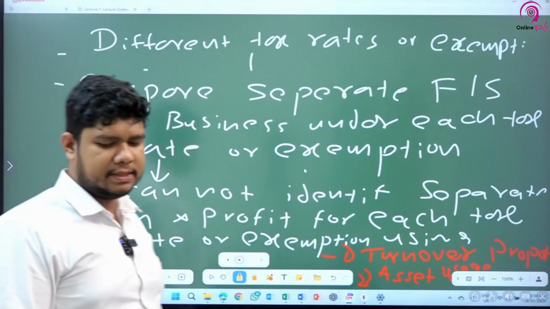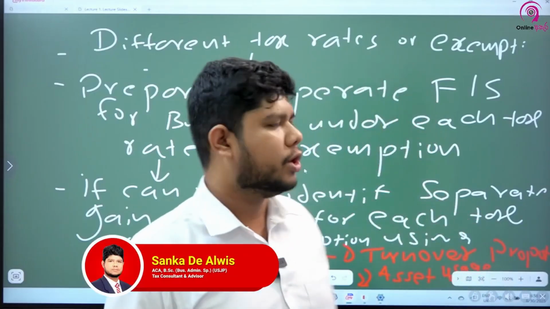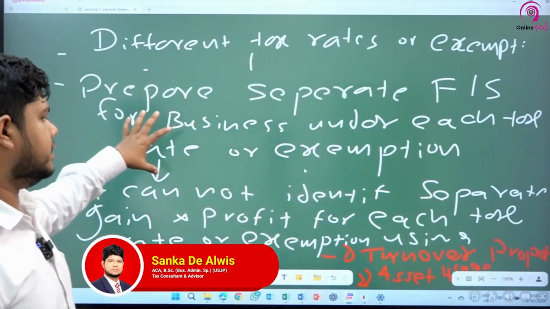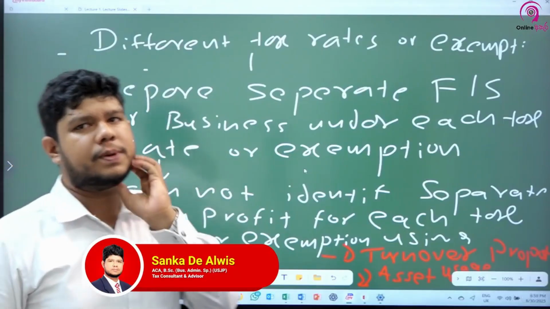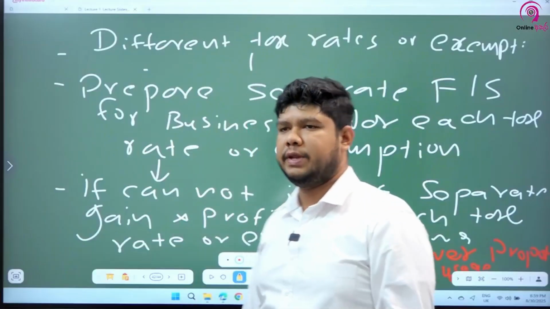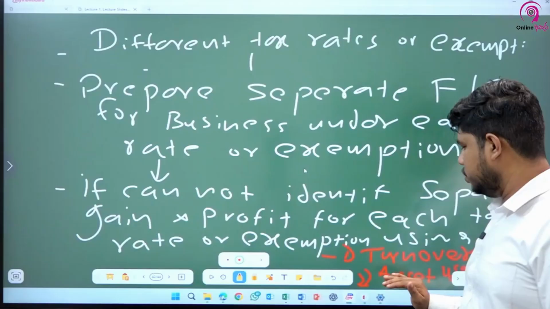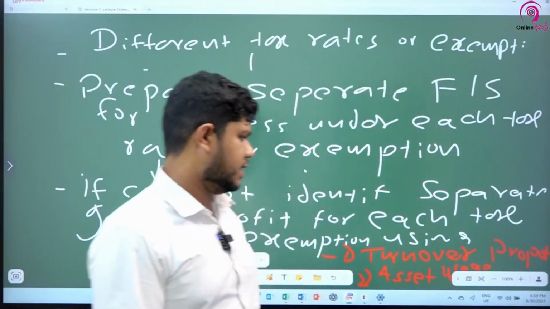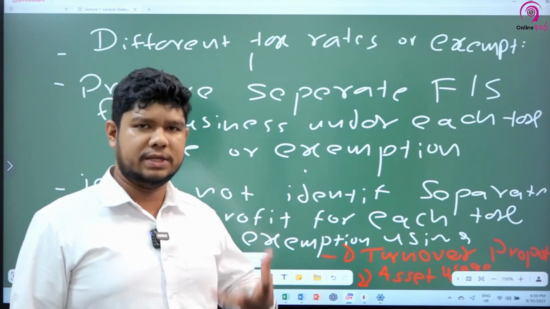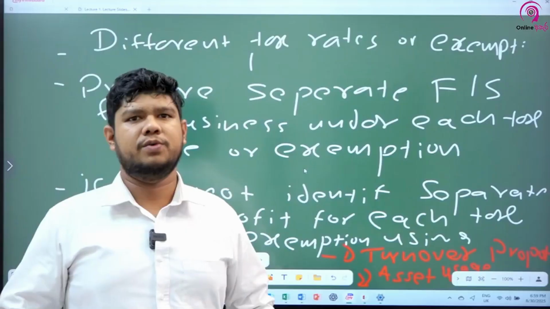So if there is a separate tax rate or exemption for your business, you need to prepare a separate financial statement. If you can't prepare, if there are common expenses being incurred for all the activities, you can divide your gain and profit using turnover basis or asset usage basis. It will be more clear when we finish our computation, right? I'll explain how it's done.